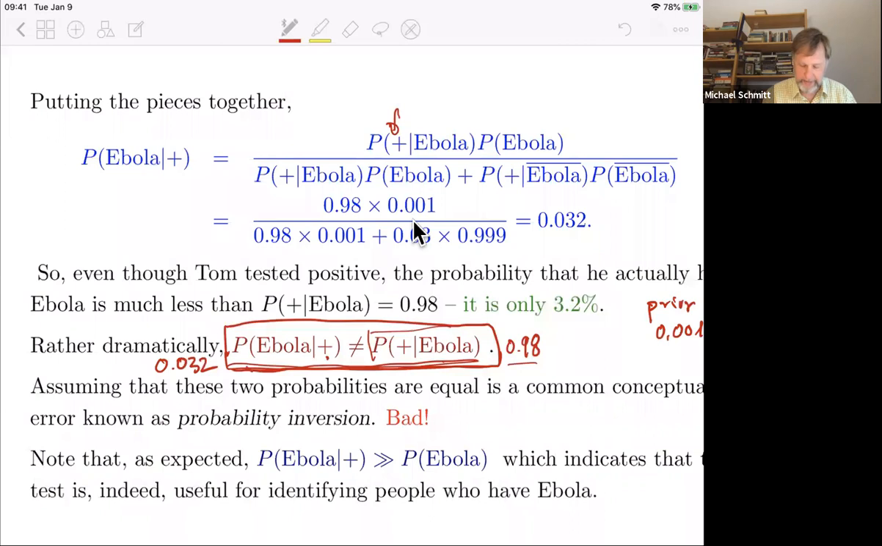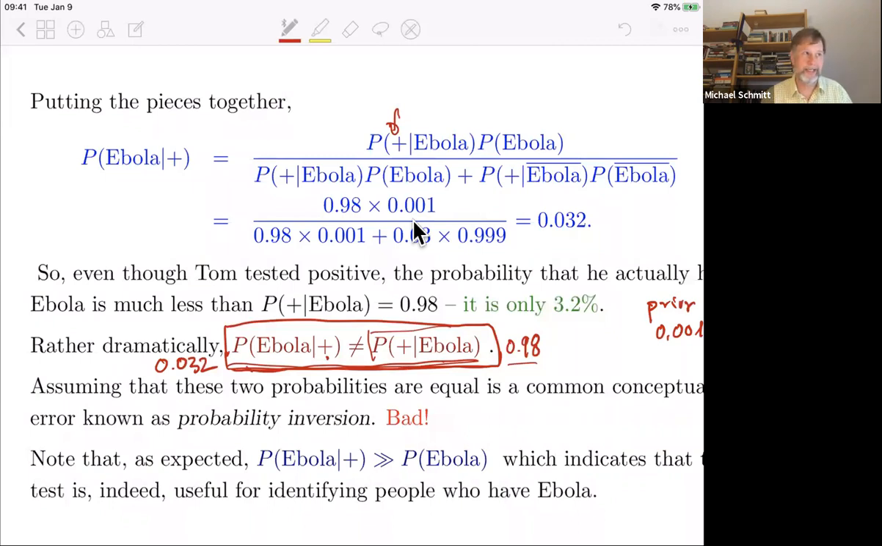But if the fact that he got a false positive or false negative really was a random thing, stochastic thing, then yes, you would be right. You would want to take the 3.2% as a new prior instead of the 0.001, obtain another test, and reevaluate the probability.